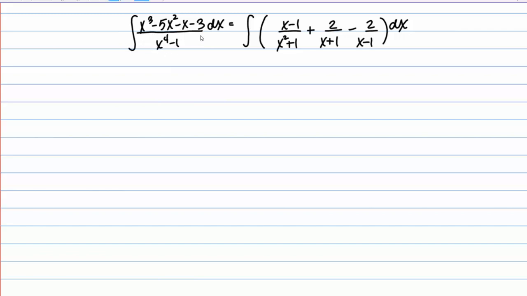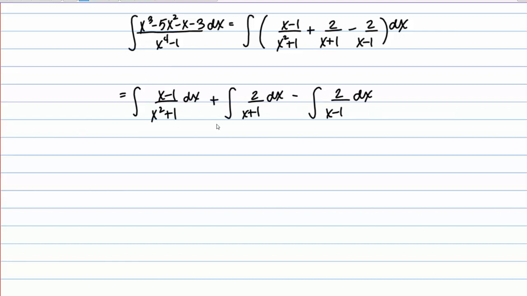But if we use partial fractions, then we're able to break it down into some simpler pieces, and then we can integrate those simpler pieces. So let's look at the process of after we've used partial fractions, how we would integrate the result. So I can break this integral up into 3 different integrals, if that's helpful.